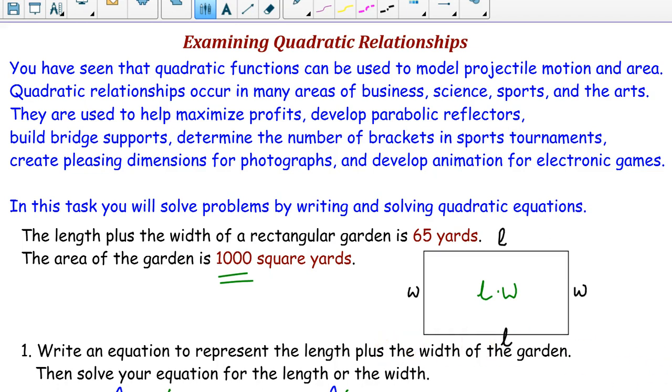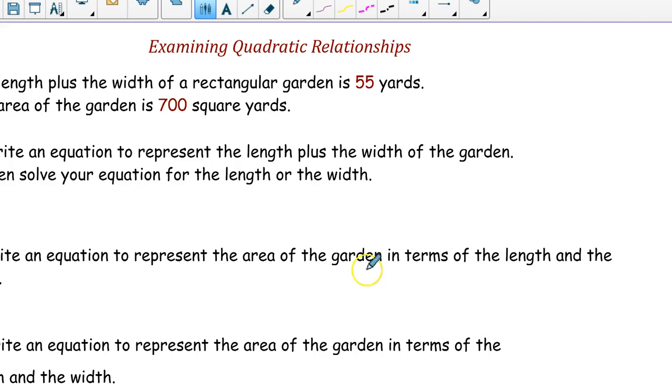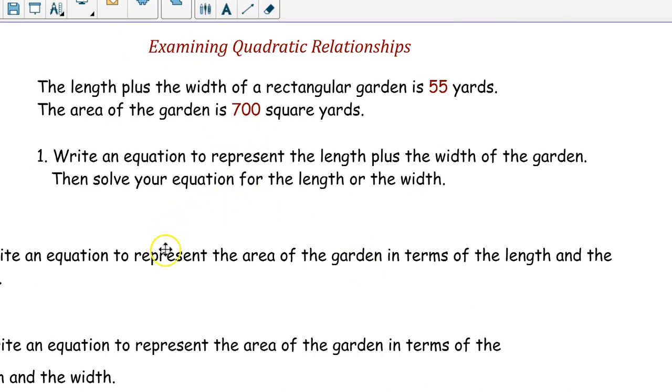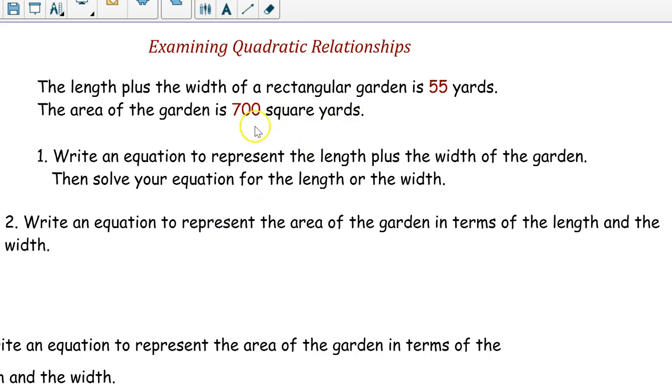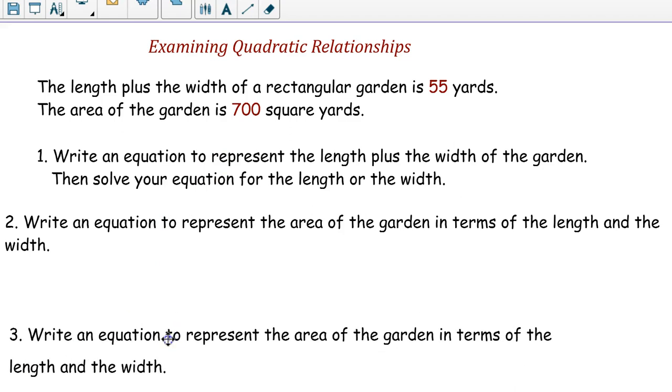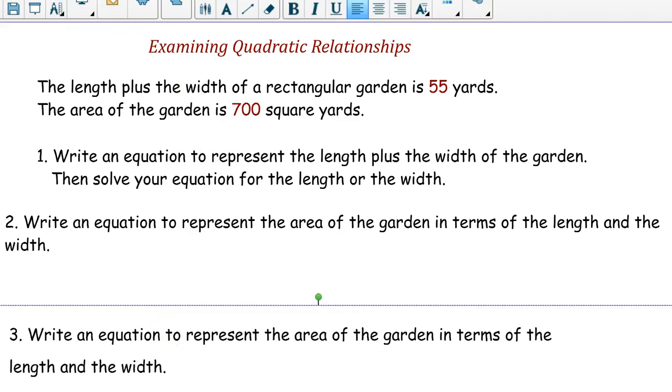Okay, so I have one problem for you. You can try this. Over here, the sum of the length and width is 55 and the area is 700 square feet. So you just have to do the same thing.